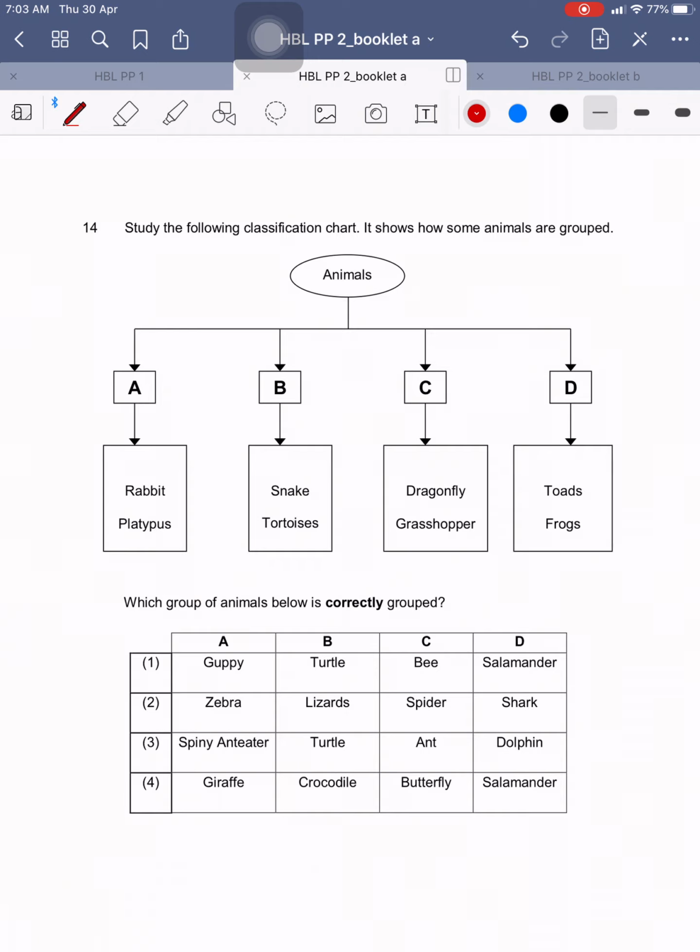Question 14. Now study the following classification chart. It shows how some animals are grouped. Which group of animals below is correctly grouped? Okay, so over here for A, we have rabbit and platypus. So obviously this will be under mammals. Now, please take note, platypus is a mammal, but platypus actually lays eggs. It's one of the few mammals that can lay eggs.